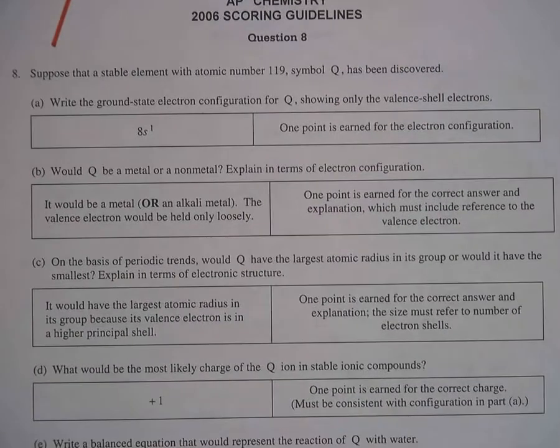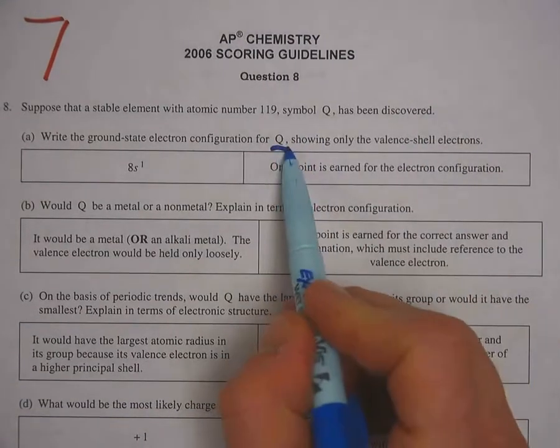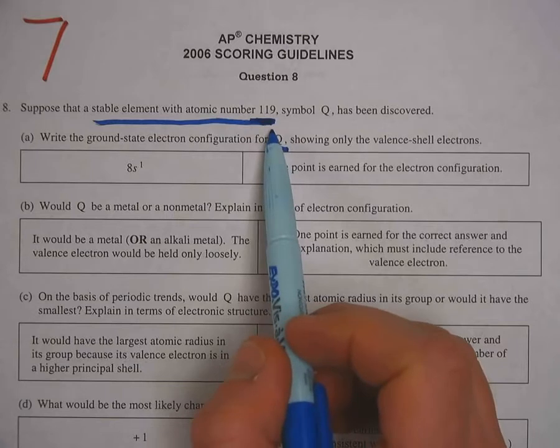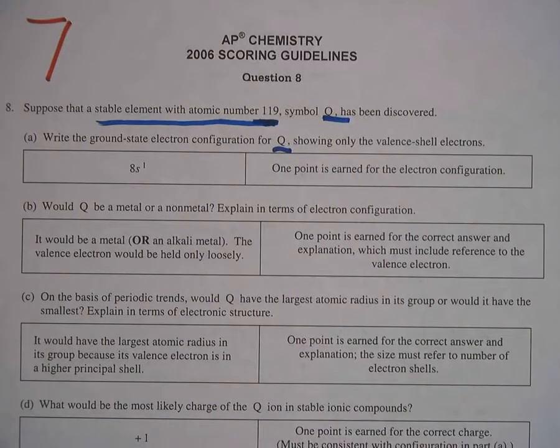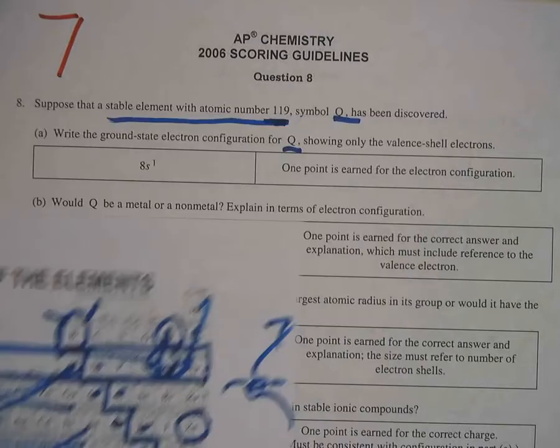Let's try another problem. This is question 8 from 2006. First of all, write the ground state electron configuration for Q. They say, suppose a stable element of number 119, symbol Q, has been discovered. 119, where would that go? 119, oh my goodness.